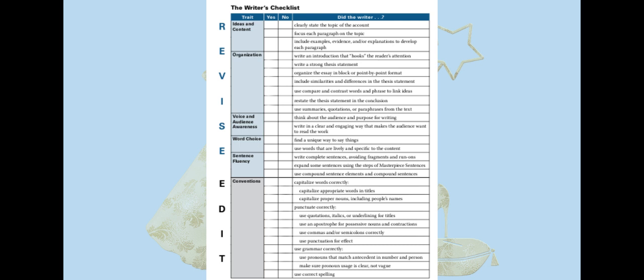Restate the thesis statement in the conclusion. Use summaries, quotations, and paraphrases from the text. Think about the audience and purpose for writing. Write in a clear and engaging way that makes the audience want to read the work. Find a unique way to say things. Use words that are lively and specific to the content. Write complete sentences, avoiding fragments and run-ons. Expand some sentences using the steps of masterpiece sentences. Use compound sentence elements and compound sentences.